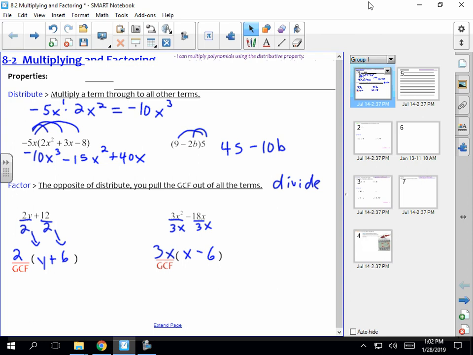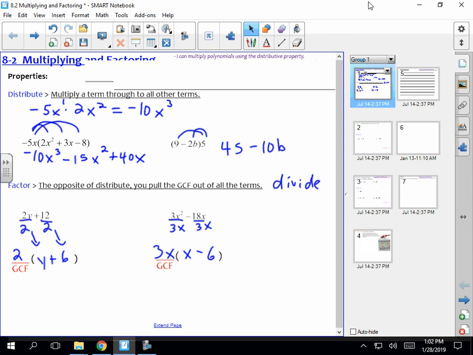Look at this right here. If I take the GCF and I multiply it by y, I get 2y. And if I take the 2 and distribute it to the 6, I get 12. So if I multiply out what I got when I factored, I get back to the original. Is that how you check it? That's how you check it.